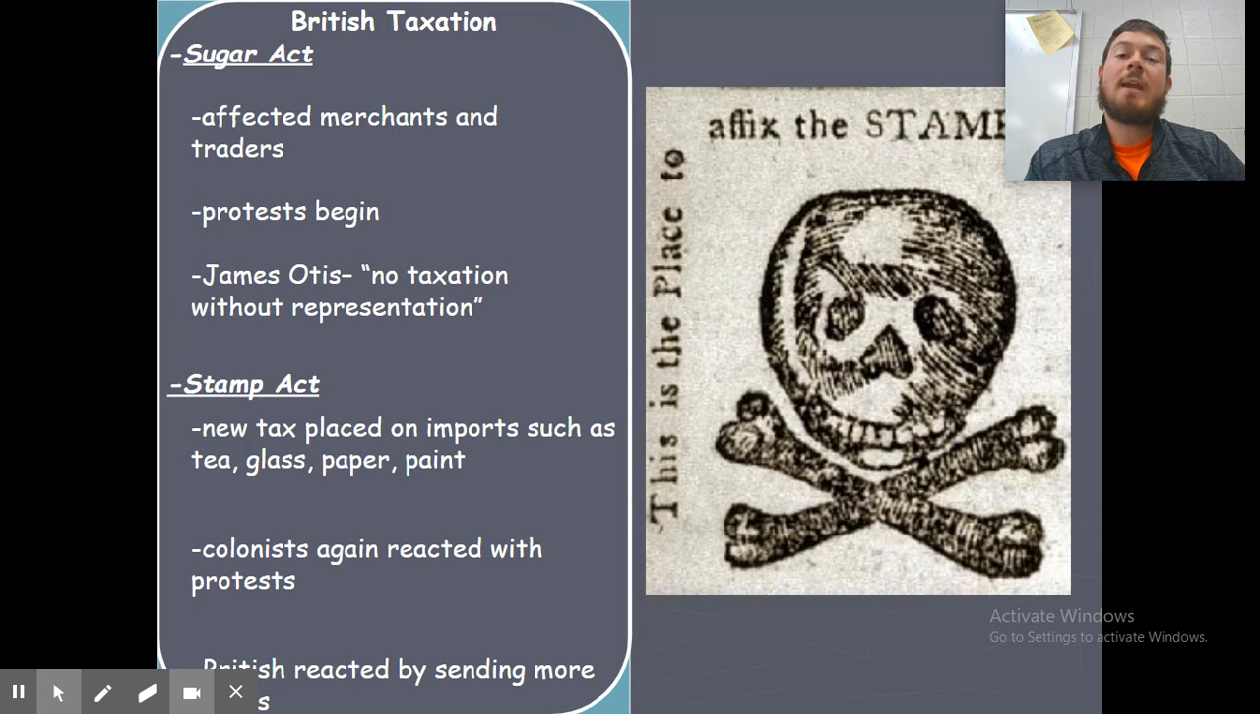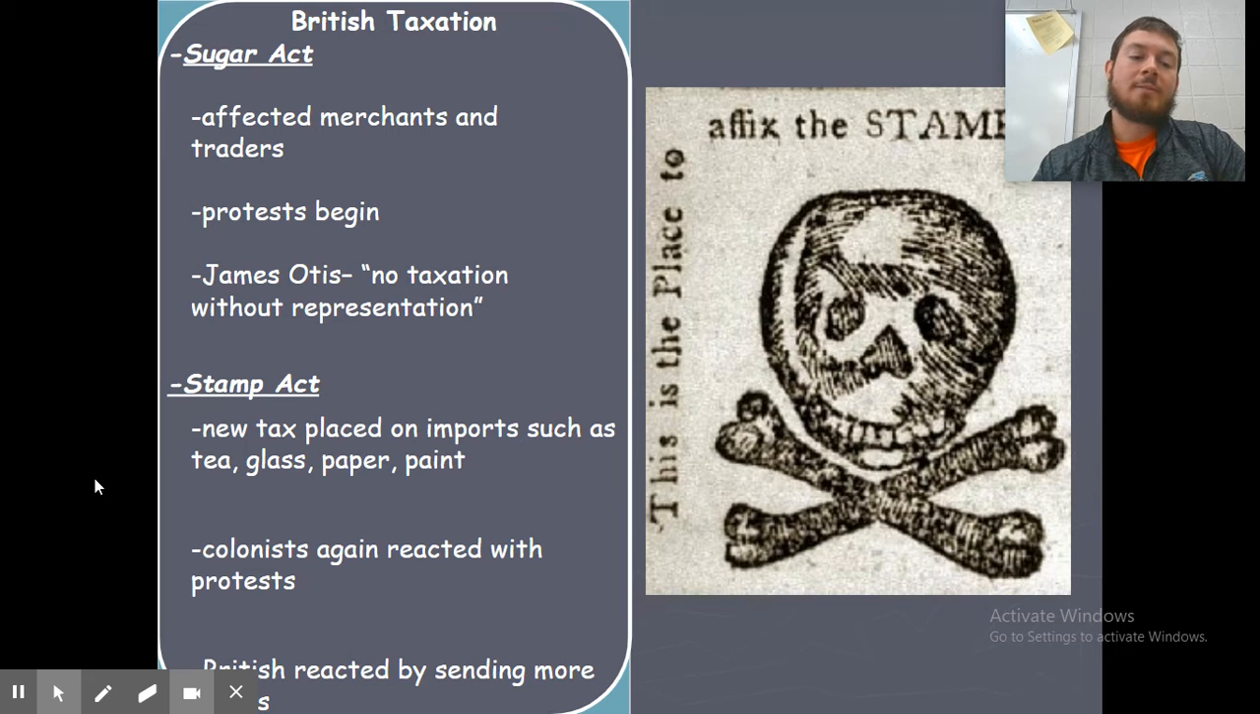Basically meaning you can't tax us if you don't listen to us or give us a voice in Parliament. Because at that time, none of the colonies had colonists representing them in Parliament. Parliament only represented people in Britain.